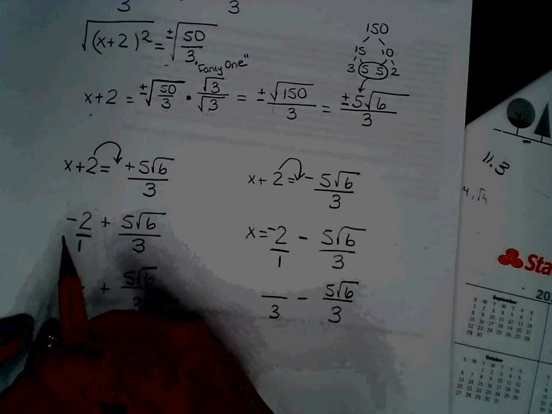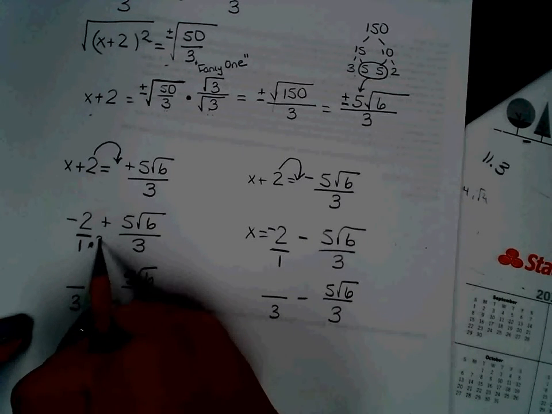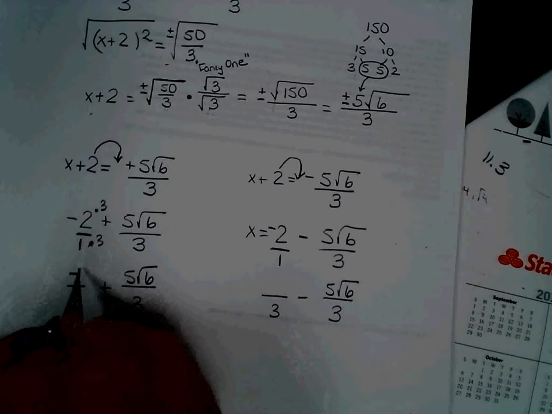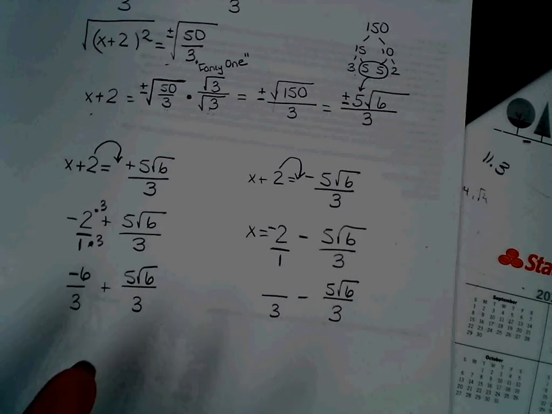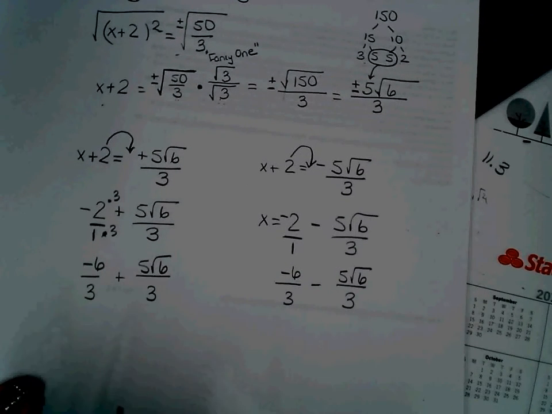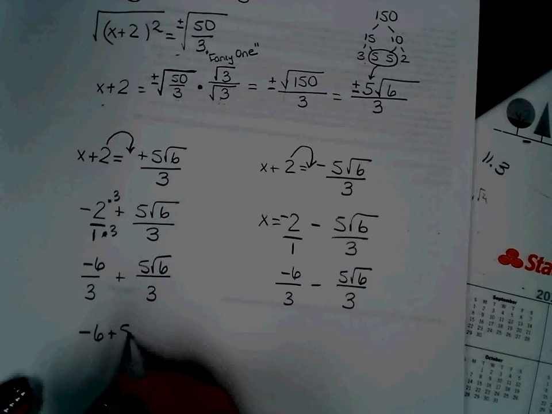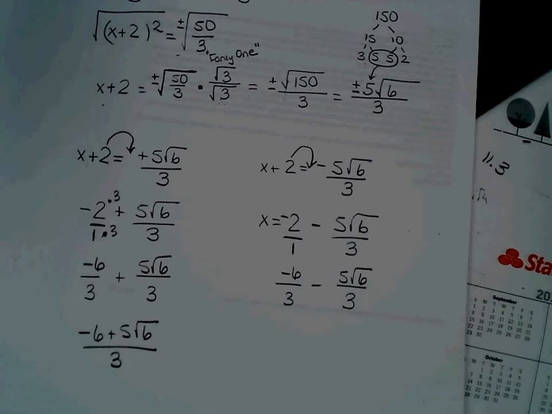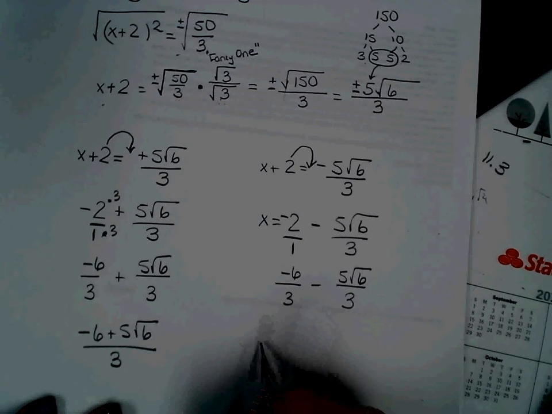I multiplied the 1 times a 3 to get a 3, so I got to multiply the negative 2 times a 3, which is going to give me negative 6. Now this is exactly the same number because it was the same baby equation on the left. Okay, now I have a common denominator, so I combine the numerators. When you have two fractions that have the same denominator, you just add the numerators and put it over that denominator. They're not like terms, so I can't actually do any more adding other than this.